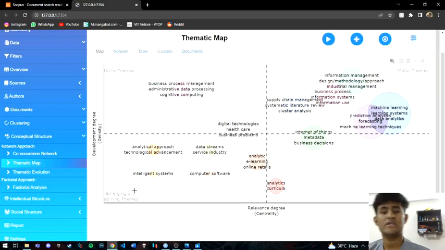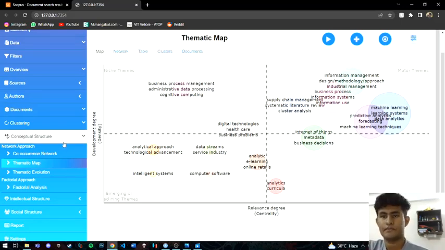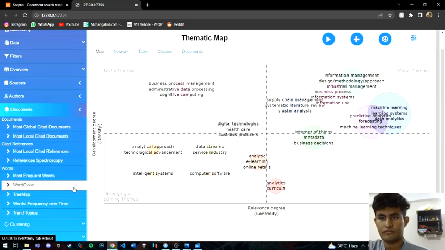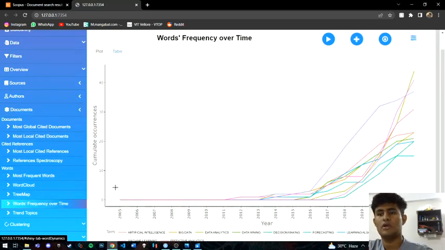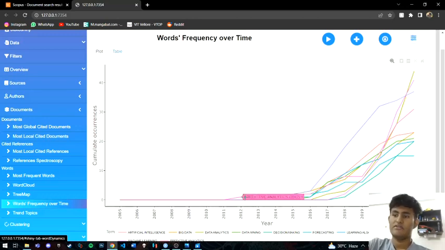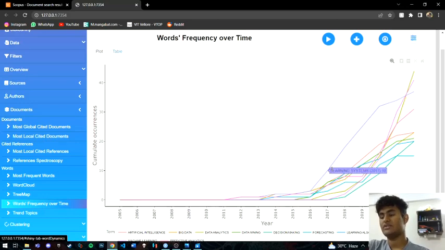Now we will move on to the graphical representation of the frequency of words over time. This graph shows us the frequency of words in every single year of the analysis, which lets us see the trends and patterns in the analysis. We can see that predictive analysis was the most used word in 2012, which was overtaken by learning systems in 2017, which was finally overtaken by machine learning in 2022.